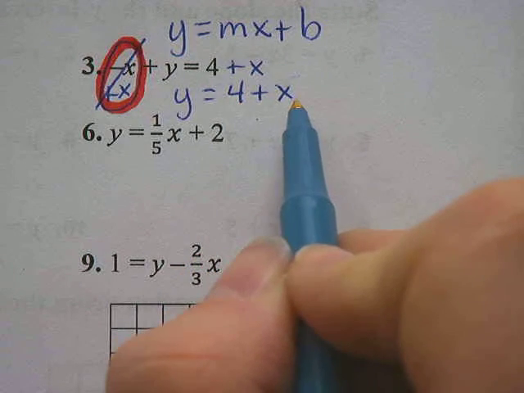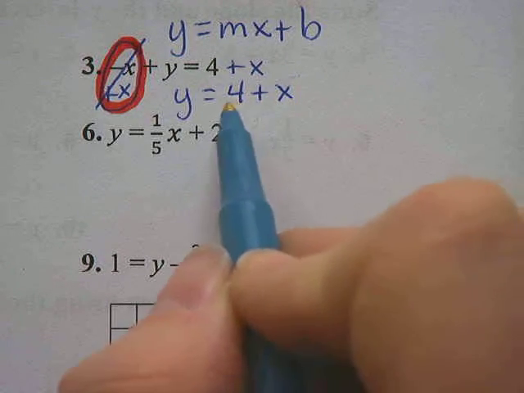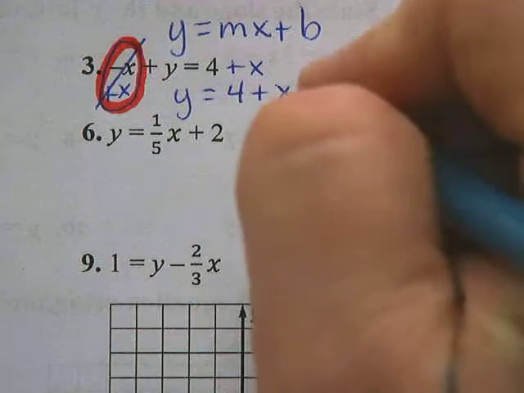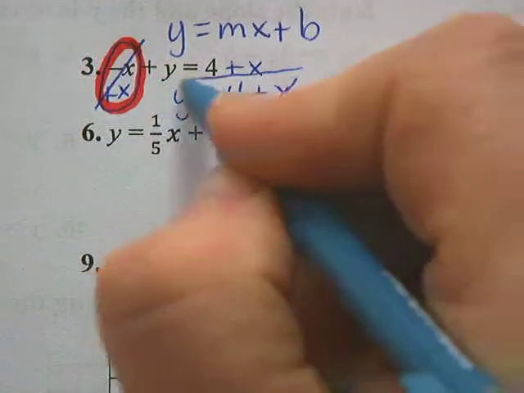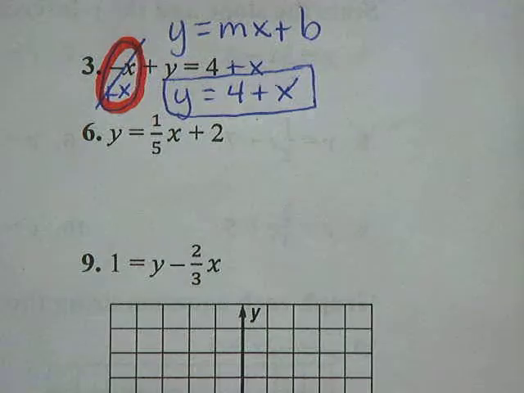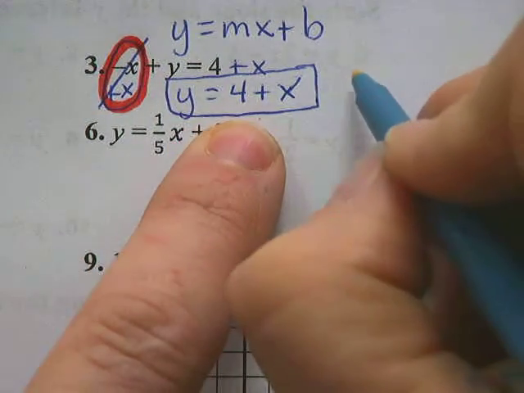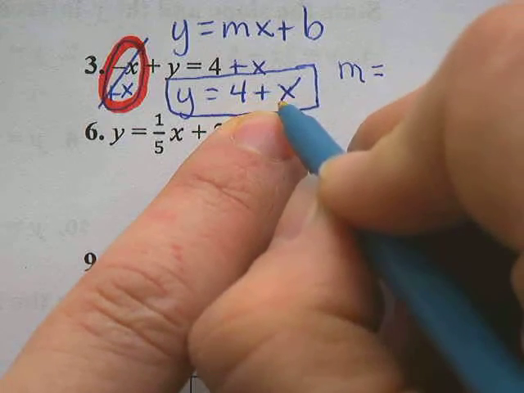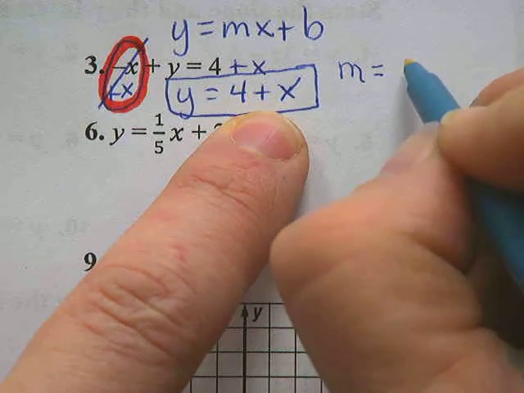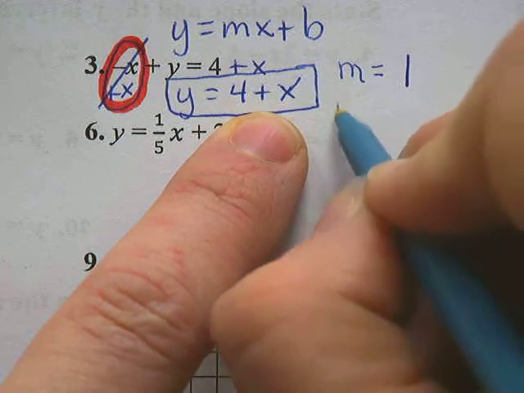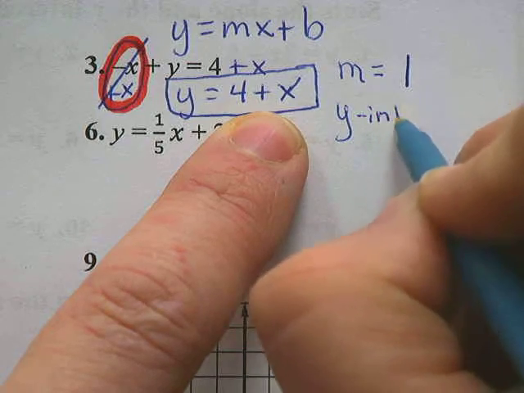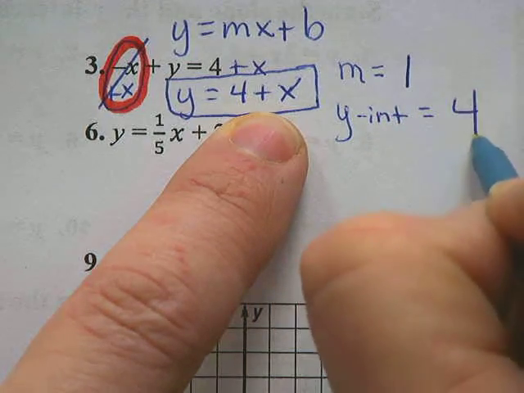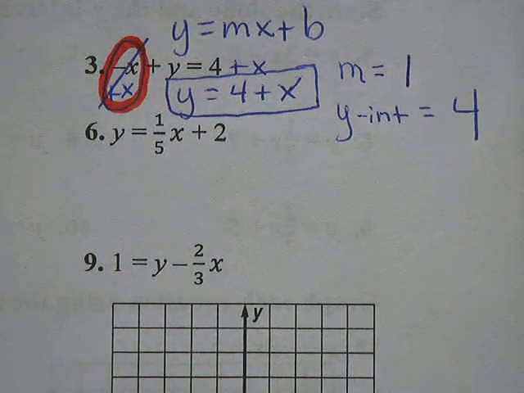Now remember from last unit, the expression 4 plus x cannot be simplified because these are not like terms. So we now have it in slope-intercept form. So in this case, our slope, our m value, is going to be the coefficient of x. So our slope is 1, and our y-intercept is 4.